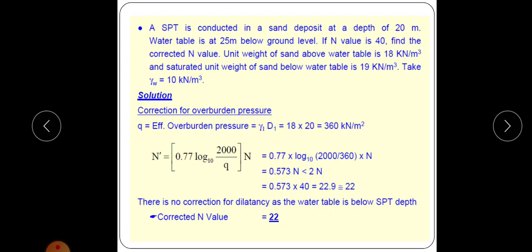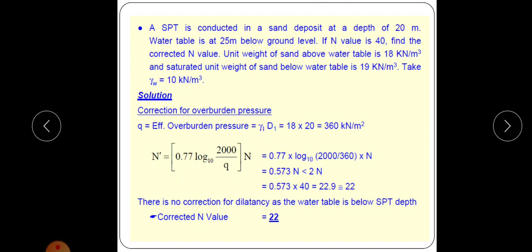So the effective overburden correction equation is 0.77 log 2000 by Q, and Q is 360 and N is here 40. So the corrected N value after overburden correction is 22.9. So it is rounded as 22. So it is the corrected N value.